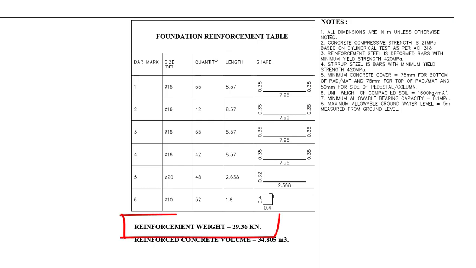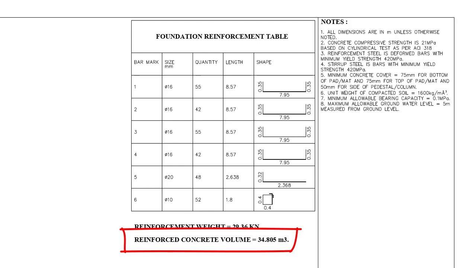This is the total weight of all reinforcing bars and is equal to 29.36 kN. The volume of reinforced concrete is equal to 34.8 cubic meters. This volume includes the volume of the concrete pad and the volume of the 4 columns.